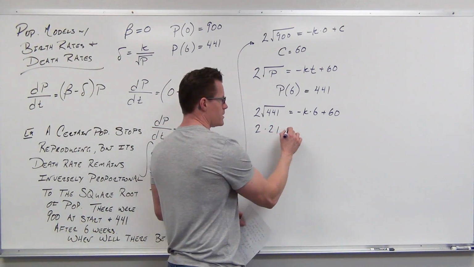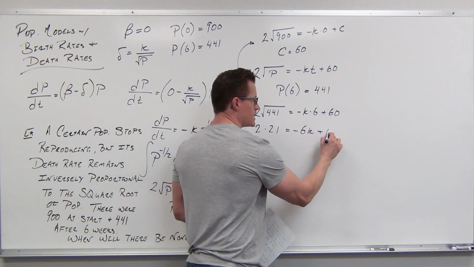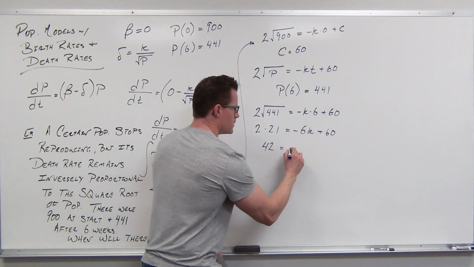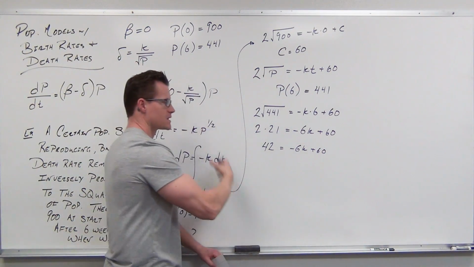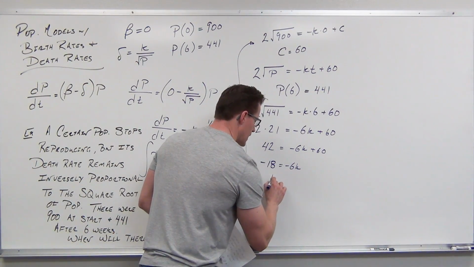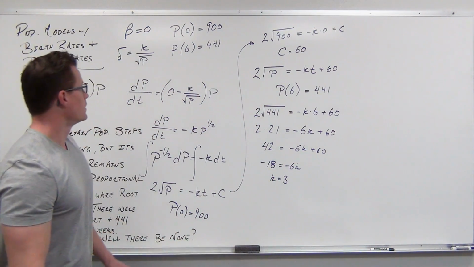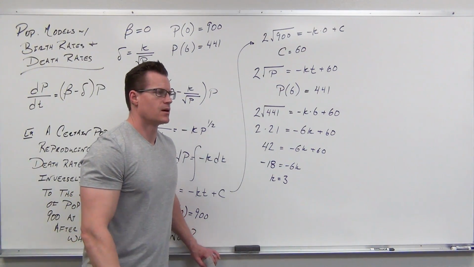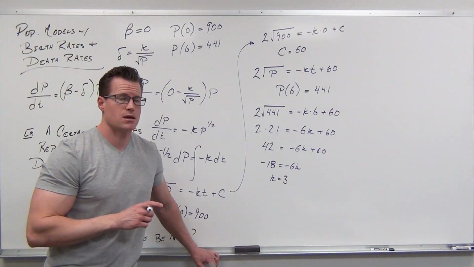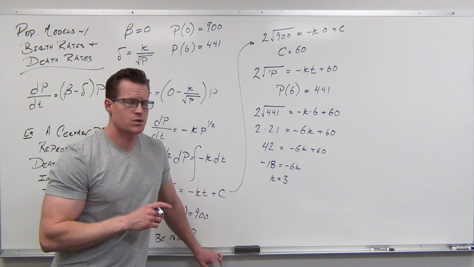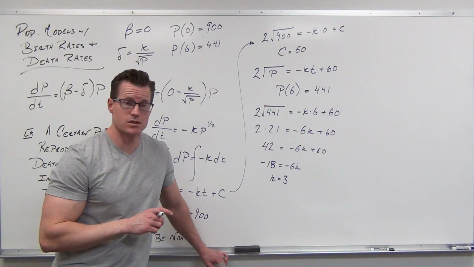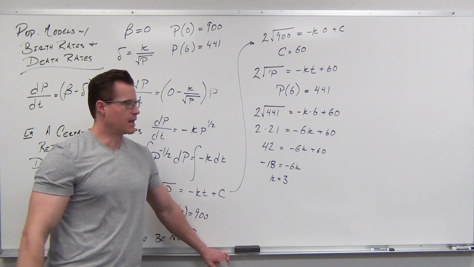So 2 times 21 equals negative 6k plus 60. And that's really easy for us to solve. Let's just multiply. It's going to be 42. We subtract 60 from both sides, we get 18, but it's negative. And then k equals positive 3. That means, let's think about that, our death rate was k divided by the square root of p. So as the population grows, that death rate is declining, but it's still positive. Things are still dying. Now we can plug that in and solve for p.